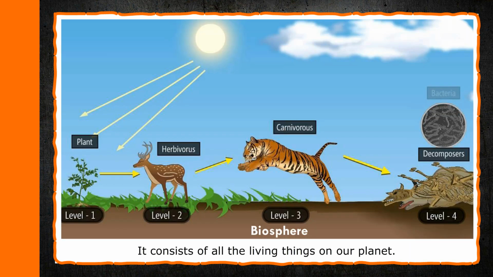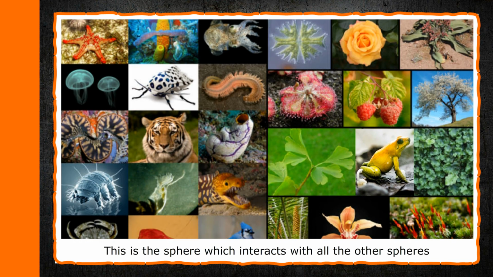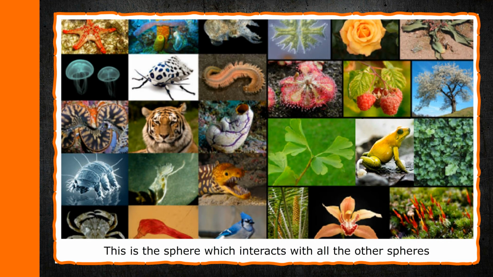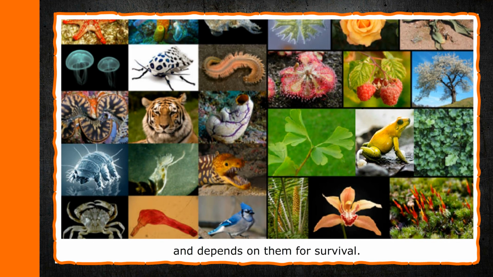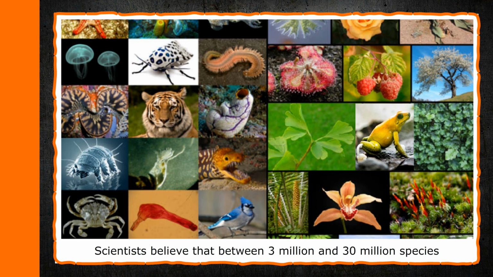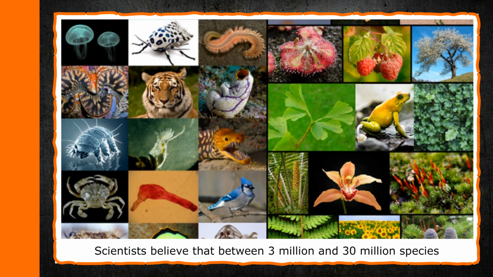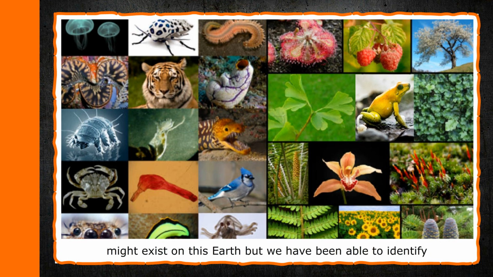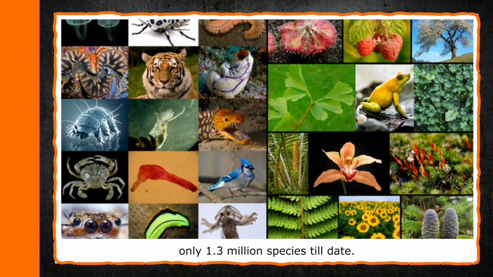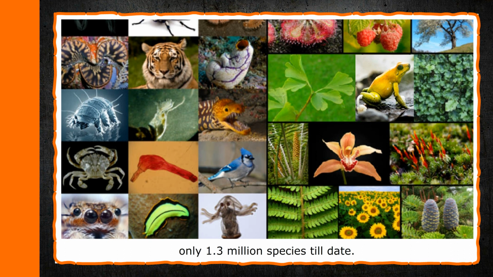Biosphere. It consists of all the living things on our planet. From microorganisms to the giant whale, all living things are part of the biosphere. This is the sphere which interacts with all the other spheres and depends on them for survival. Scientists believe that between 3 million and 30 million species might exist on this Earth, but we have been able to identify only 1.3 million species till date.